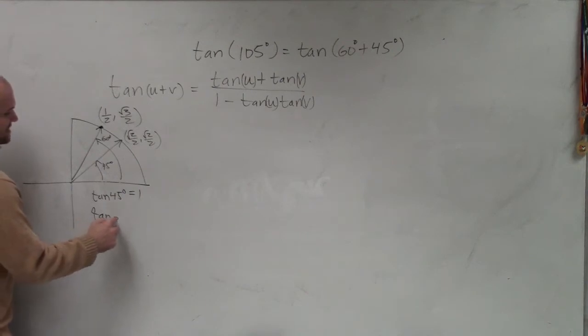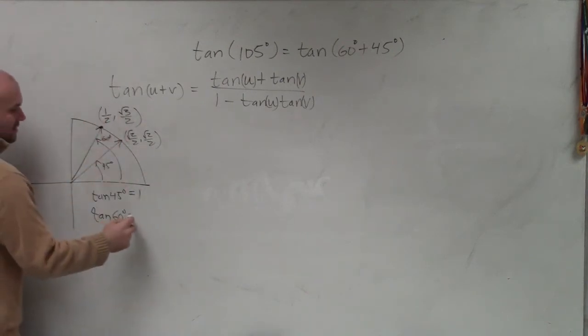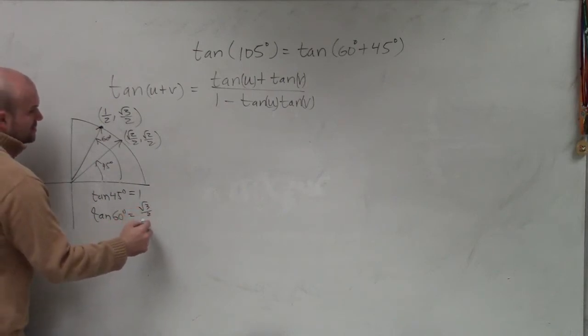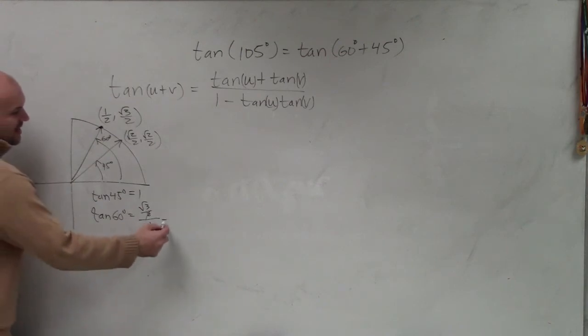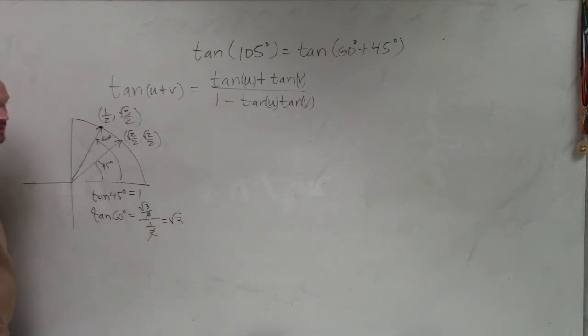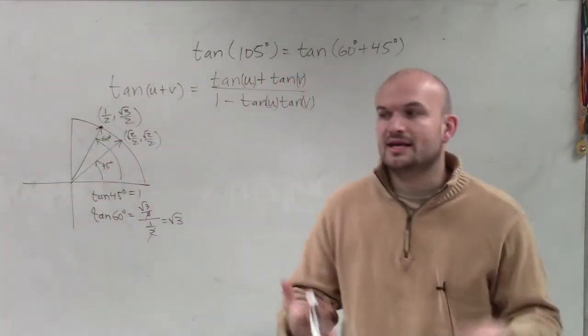The tangent of 60 degrees is a little bit more difficult. Remember, it's the y coordinate over the x coordinate. So that's going to be the square root of 3 over 2 divided by 1/2. What's nice about this is our 2's just divide out, and we have the square root of 3. OK? So now we're just going to plug in our solutions.